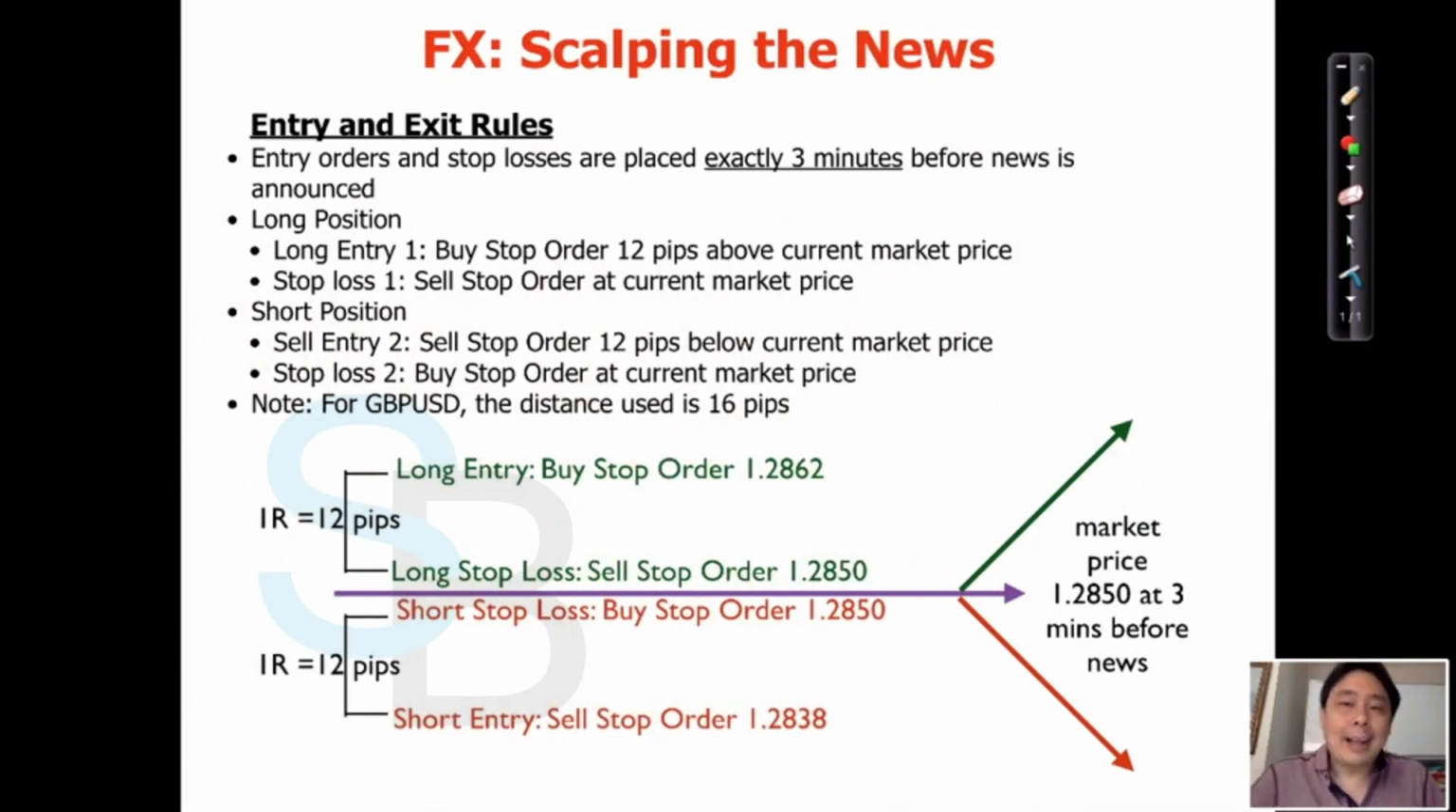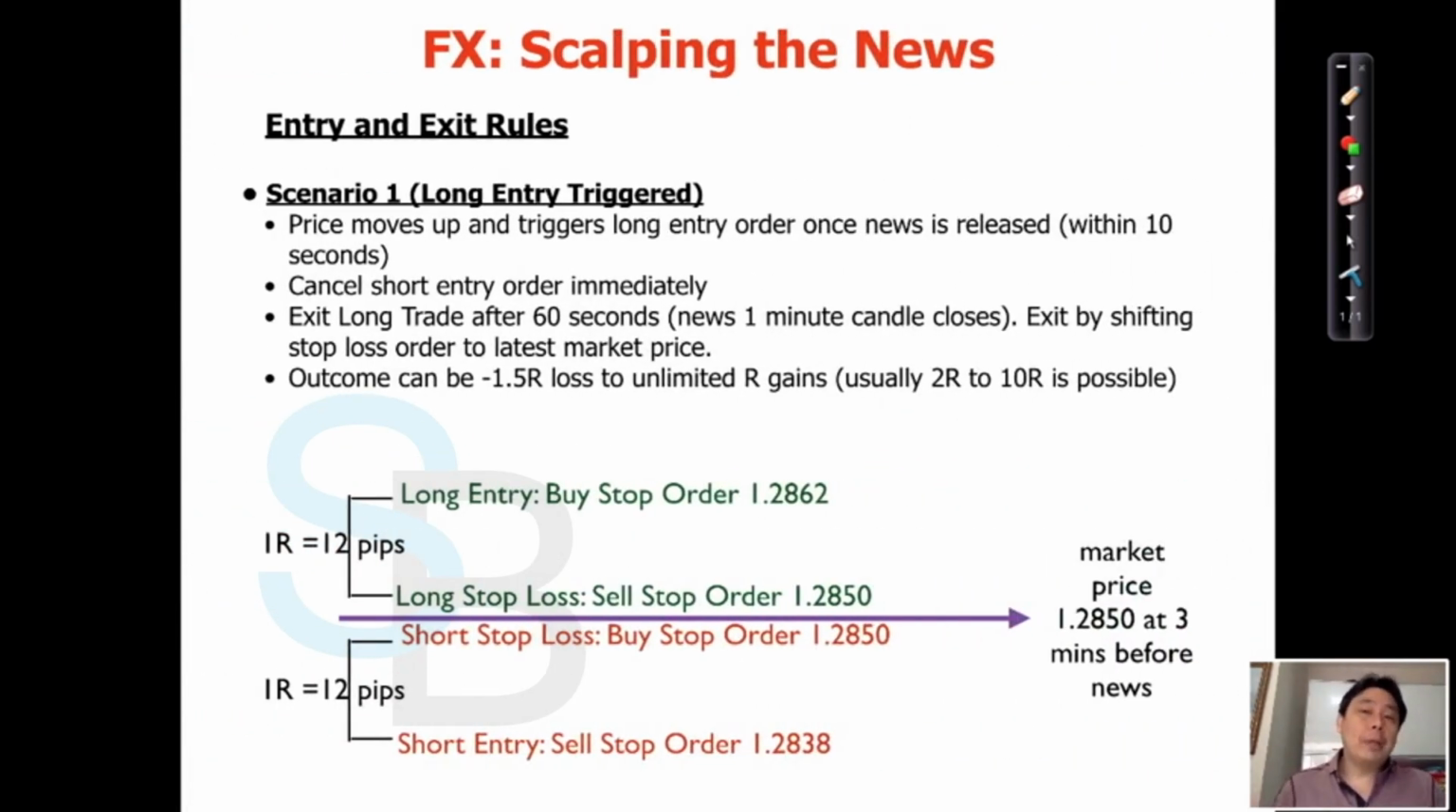Alright, so let's take a look at the likely scenarios that would play out in the market. The first scenario would be that the long entry order is triggered because the price moves up rapidly the moment the news is released. And again, the moment the news is released, I find that if it is strong, the order will be triggered immediately. So if it is not triggered immediately and it's hovering for a few seconds, cancel both orders immediately. Usually the longest I would wait is 10 seconds. Within 10 seconds, again, if neither order is triggered, I would cancel both orders.